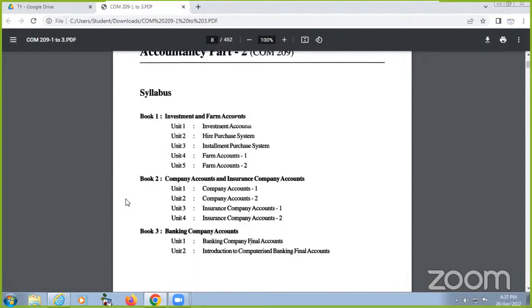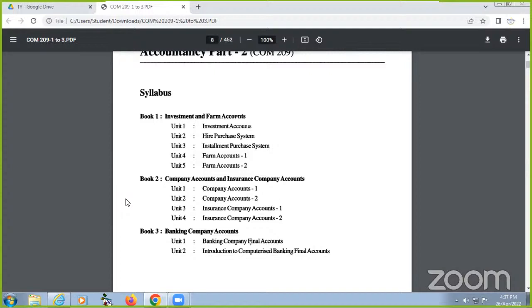So we have three books: investment, company account, and banking company. In investment, units 1, 2 and 3 are similar because they involve interest, the down payment and these concepts.